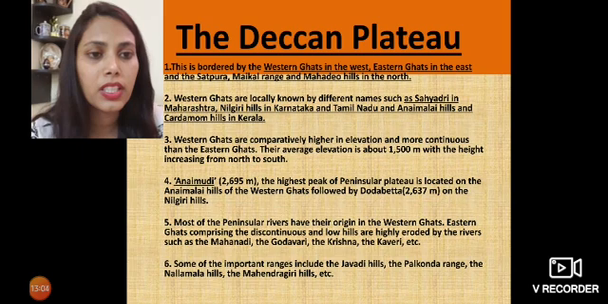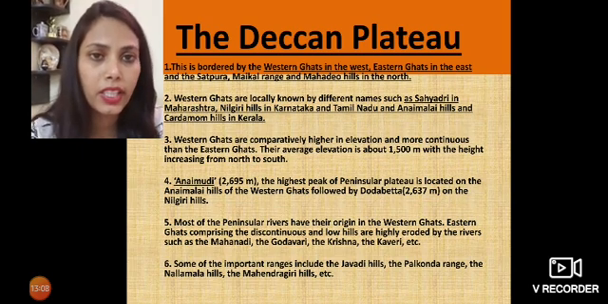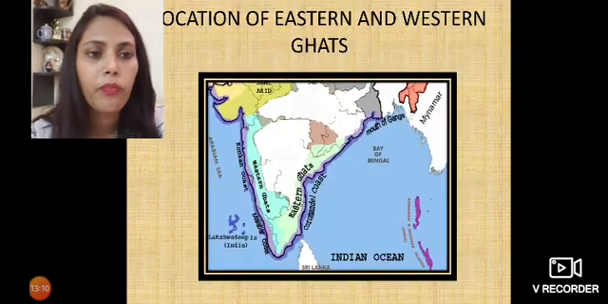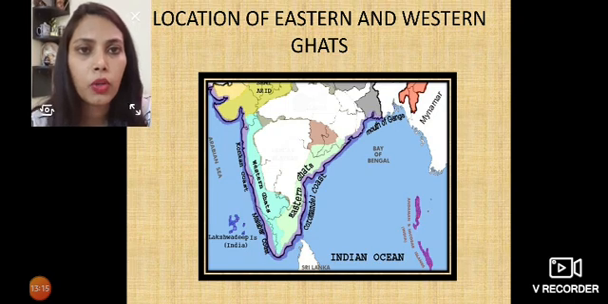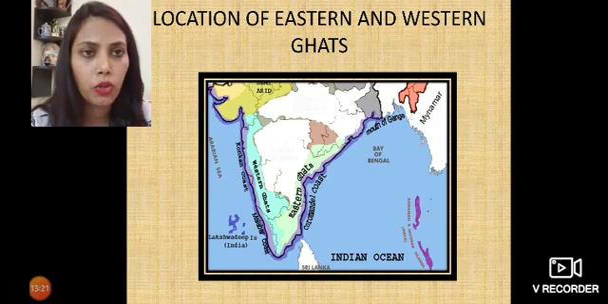Important ranges here include Javadi Hills, Palkonda Range, Nalamalar Hills, Mahendragiri Hills. See here the location of Eastern and Western Ghats in the map, clearly given. Take a moment to see the location of Eastern and Western Ghats in India.